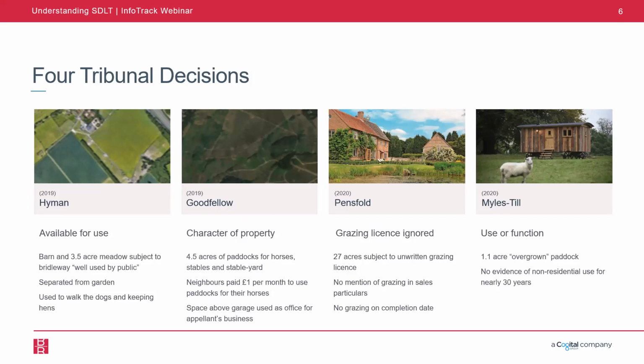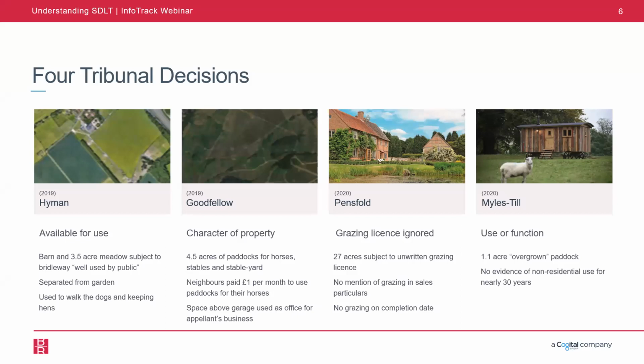In Goodfellow, we had 4.5 acres of paddocks, and they were used for horses. There were also stables and a stable yard in that property. And the neighbours of the relevant property had paid £1 a month to the seller to enable them to use the paddocks for their horses too. If that wasn't enough, the taxpayer in that case also argued that a room used above the garage as an office for the appellant's business also meant that the property was mixed use.